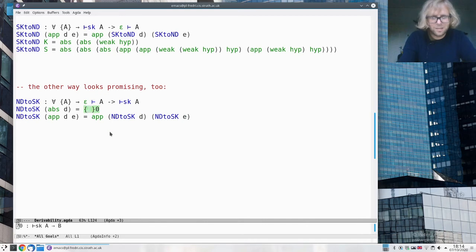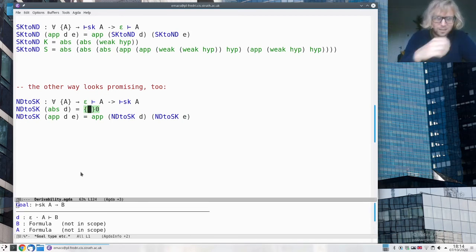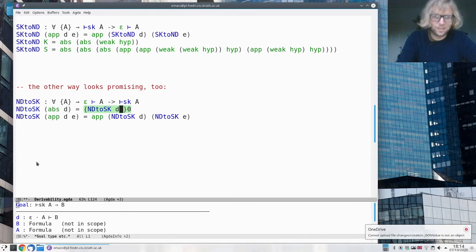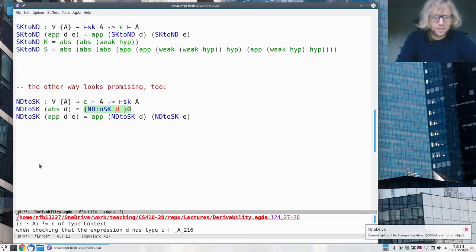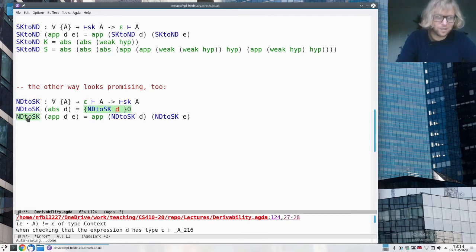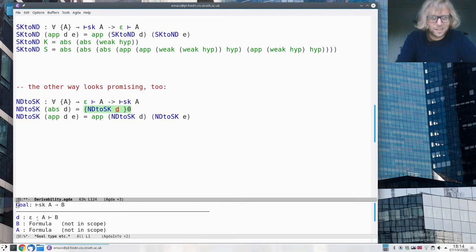Okay, what about this one? Well, we have a D, but now we see that there's actually going to be a problem, because we most likely would like to do a recursive call on the rest of the derivation, right? But if we try to do that, then we get a type error, because this function here that we're trying to define only works on the empty context, right? But this D is after an abstraction, which means that D is in a non-empty context. So that just doesn't work. And it is never going to work.